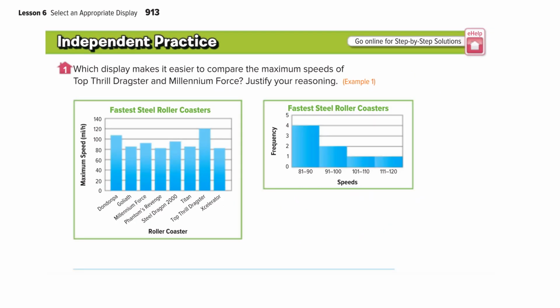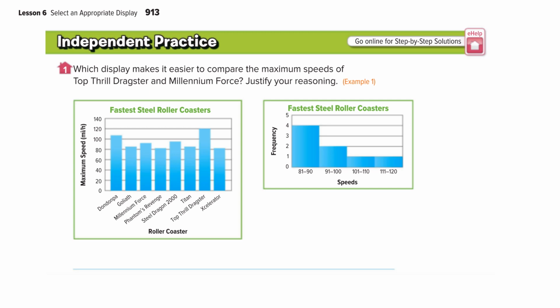Question number 1. Which display makes it easier to compare the maximum speeds of Top Thrill dragster and Millennium Force? Justify your reasoning. Both graphs are graphing the same information. We have the fastest steel roller coasters as our title for both graphs. Now, the one is a histogram, and if you remember, the histogram doesn't show any individual data. It just shows how data falls in a range of intervals.